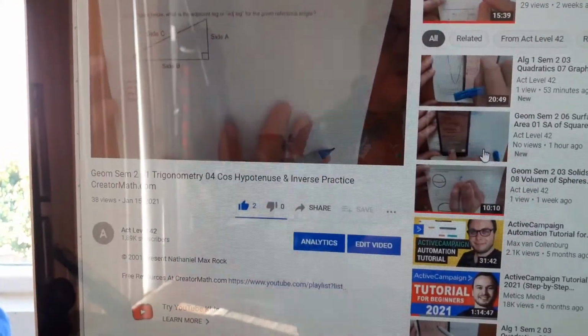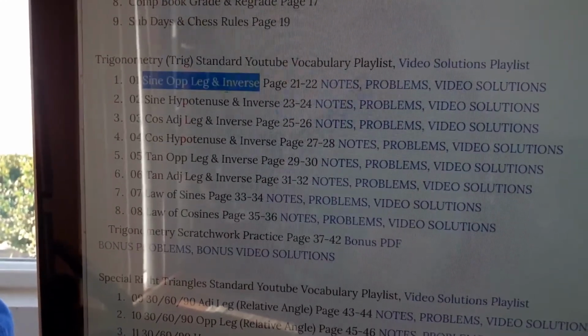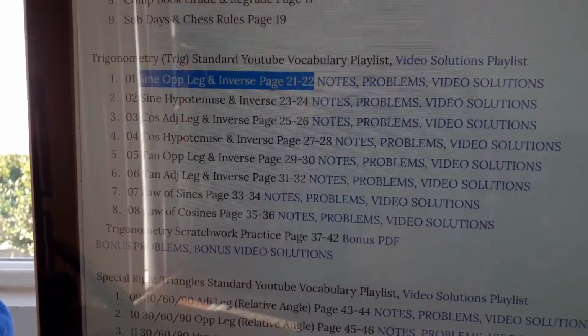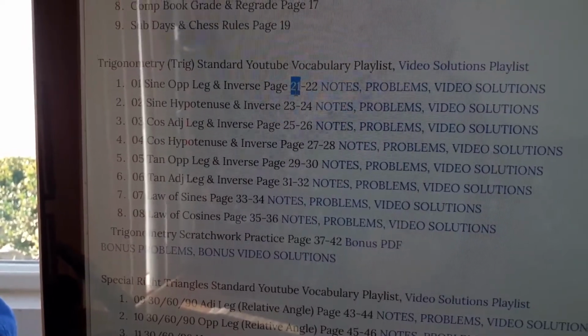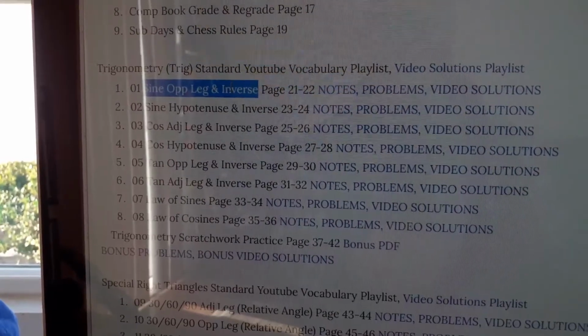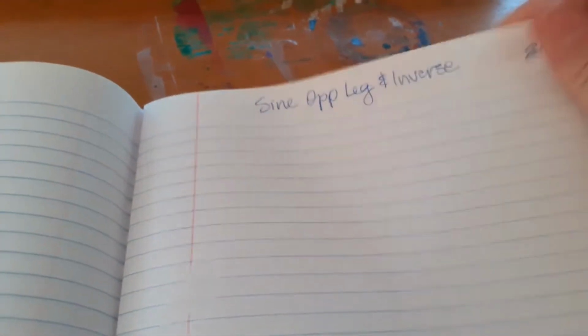All right, so you should know how to do all of those things, and understanding the page numbers here is where they go in the comp book. So right here, sine opposite leg inverse goes on pages 21-22. So I'm going to pre-title that page 21-22. It's going to be 21 is where the title goes, right? Because that's the first of the 2 pages. And the title is sine opposite leg and inverse. It's a little strange, and you don't know what it means yet, but you will. And so you're going to title that page right here, sine opposite leg and inverse. When we go to the next page, notice there's nothing on it yet. We have not taken the notes on that page yet because we're pre-titling it.